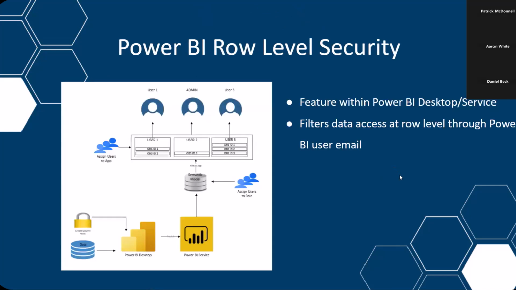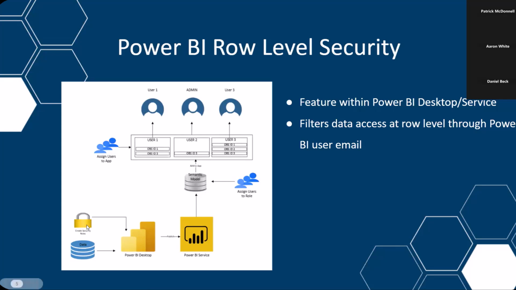So Power BI row level security, what is it? It is a feature within Power BI Desktop and Power BI Service that allows you to filter data access at row level through a Power BI user email, also known as a user principal ID. Right here, this diagram gives you a high level of how it works. Basically you have data that you pull into your Power BI Desktop where you create your semantic model.